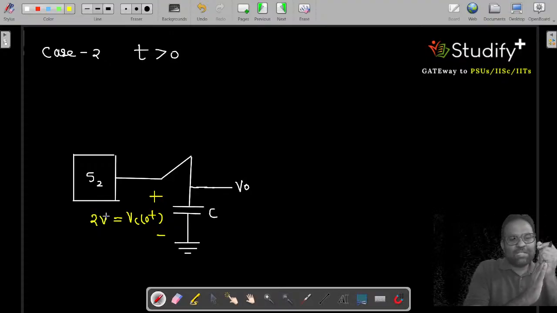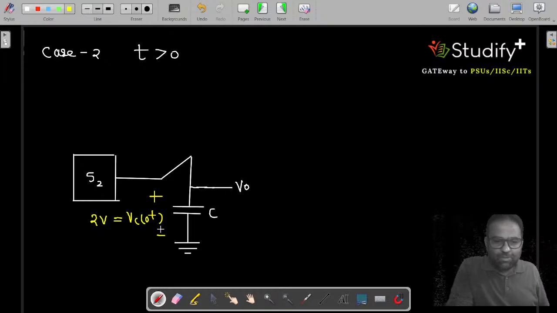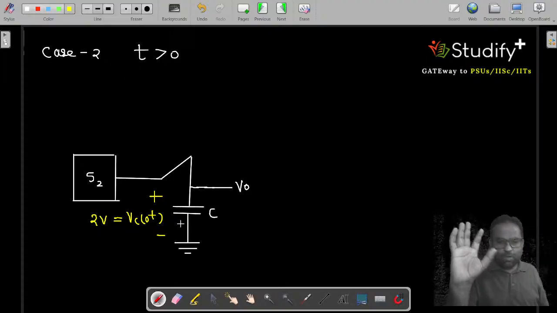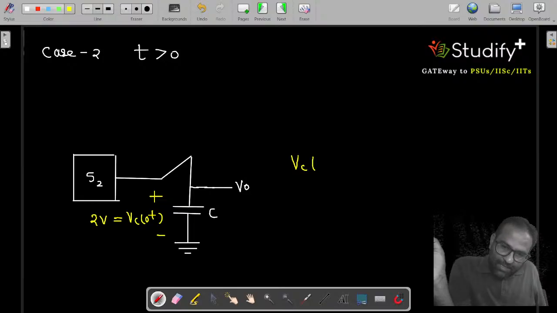So what we are saying is, just before switching and just after switching, the voltage across the capacitor, or the electric field energy of the capacitor, will not change, and VC0 plus will be what? 2 volt. So again, in steady state, this capacitor will act as an open circuit and everything will work normally. But what is the situation? You can copy this voltage from VC0 minus to VC0 plus.